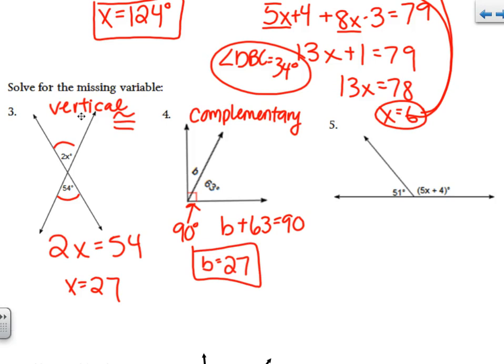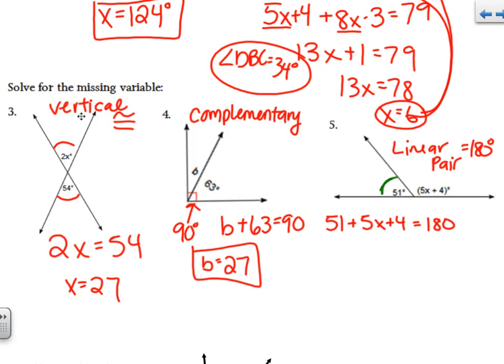Lastly, number 5 could be two things. It could be a linear pair or it could be supplementary. But I know linear pair sounds like line, and I know lines equal 180 degrees. And so I would set up an equation to solve for 180 degrees. So one way is to say 51 plus 5x plus 4 equals 180 degrees. Solve that out, etc.